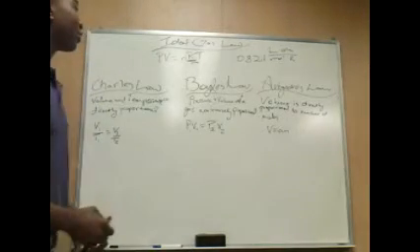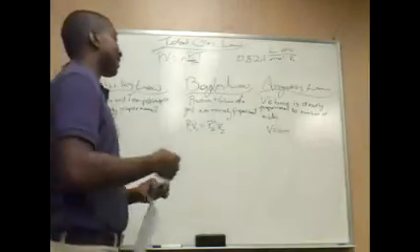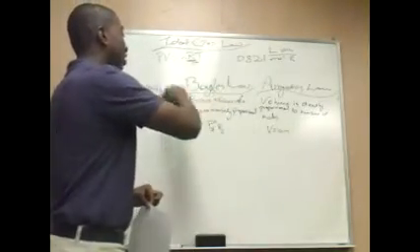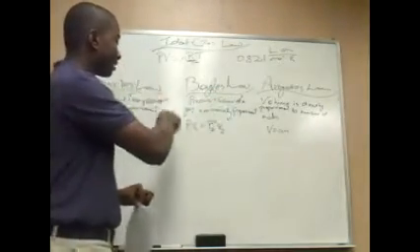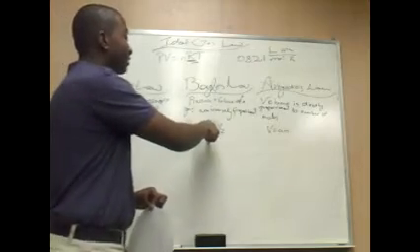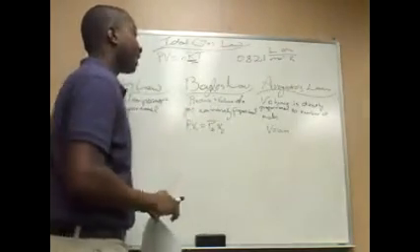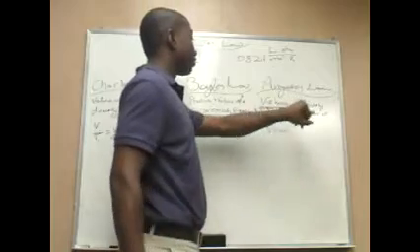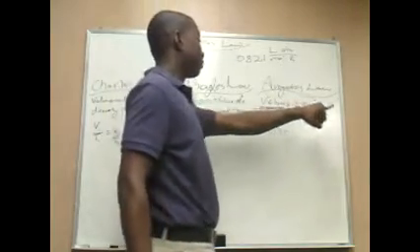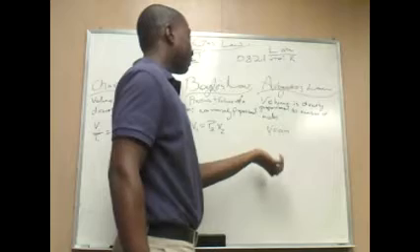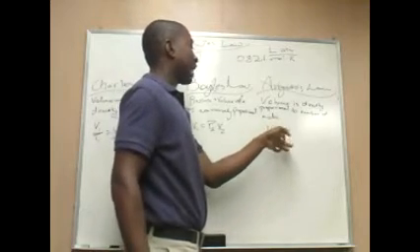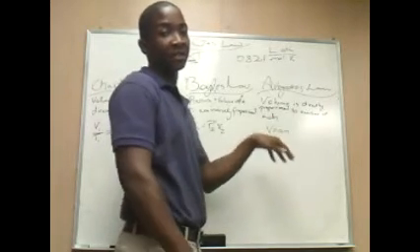Boyle said that pressure and volume of a gas are inversely proportional. So this says P1 times V1 is equal to P2 times V2. Then Avogadro comes and he says volume is directly proportional to the number of moles in a gas. So V is equal to A, some constant, times N, which is the number of moles.